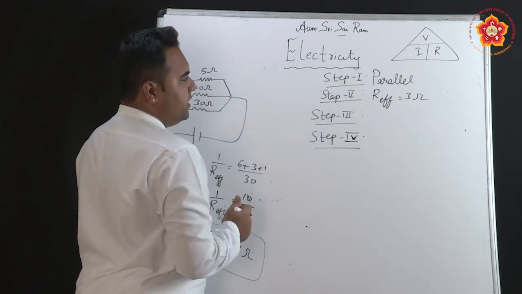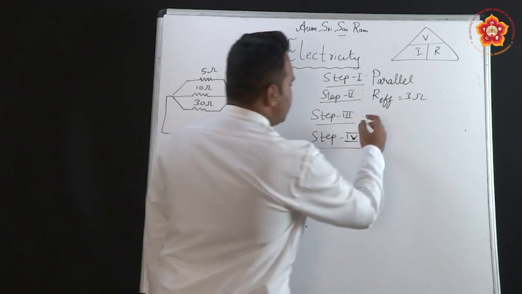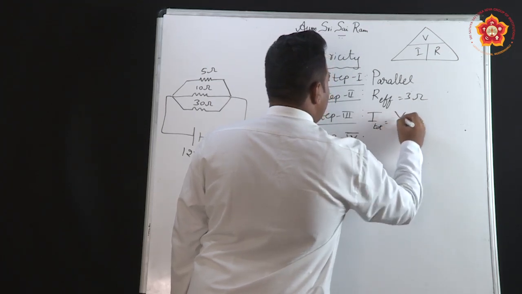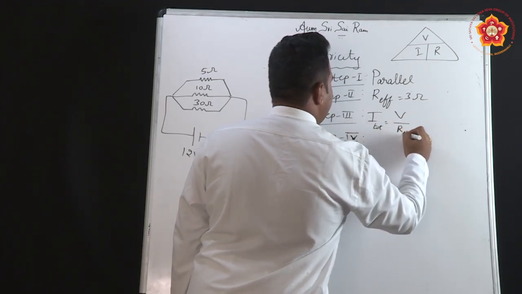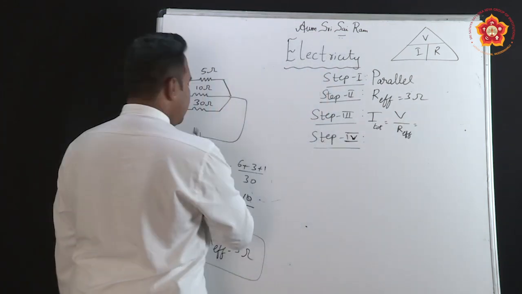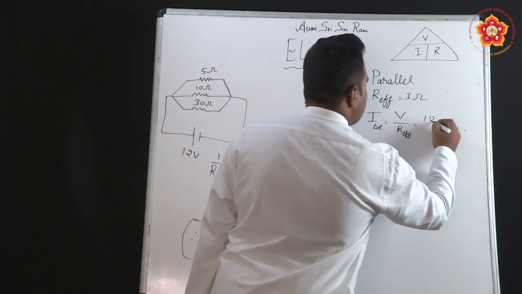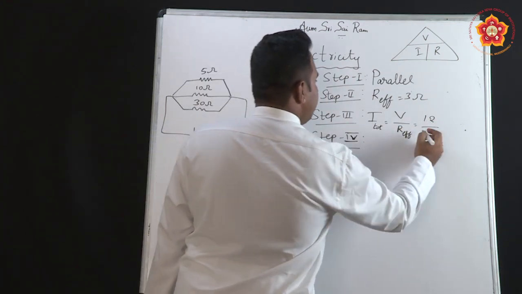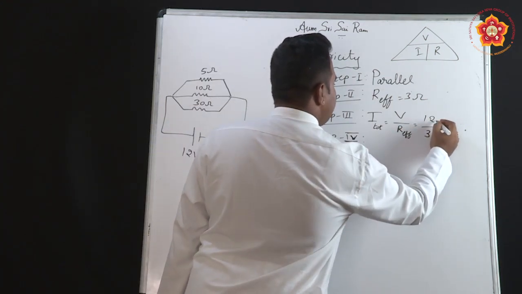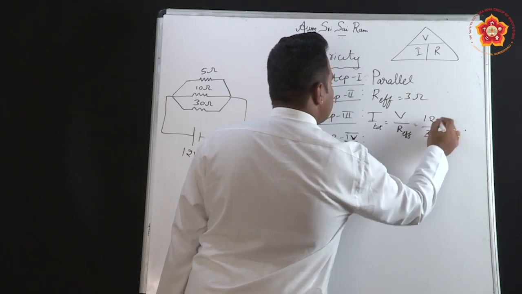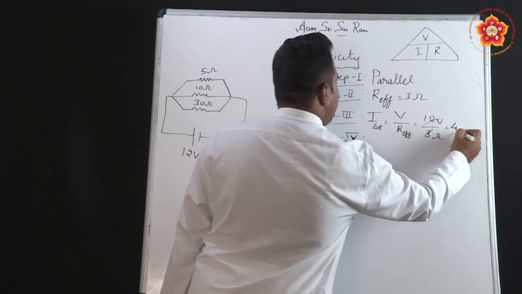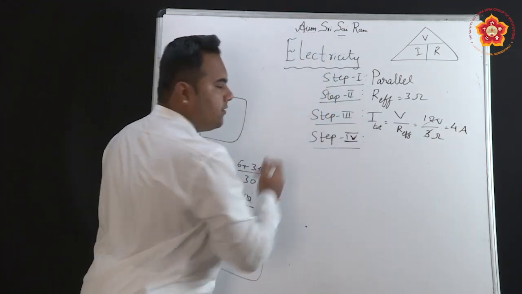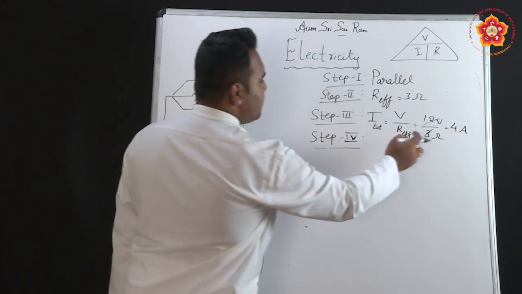Step 3, the total current, let us calculate. Total current, I total, is total voltage by total effective resistance. So, total voltage is 12, and total resistance we calculated as 3 ohms. So, the total current will be 4 amperes. I total, once we calculate, we get it as 4 amperes.